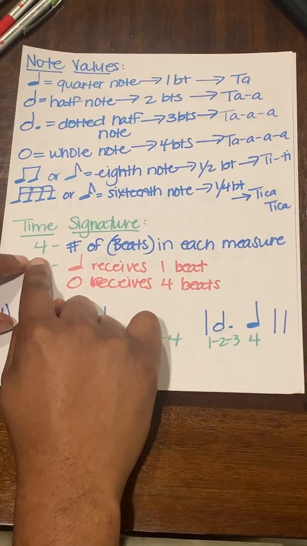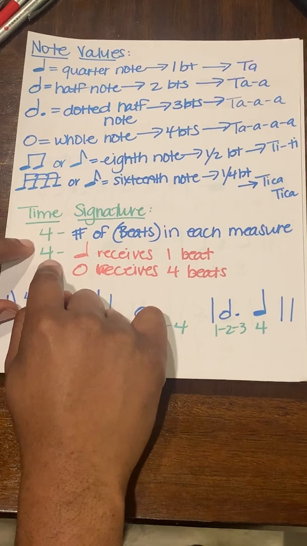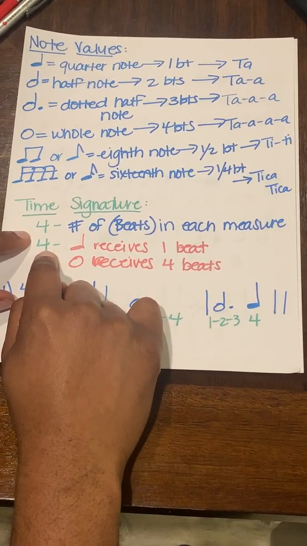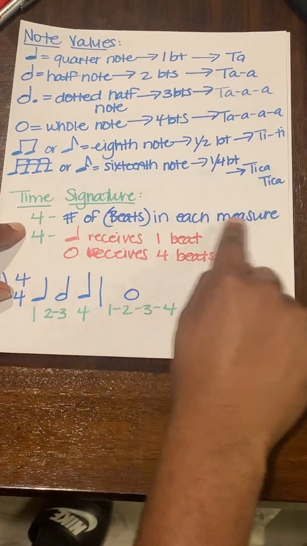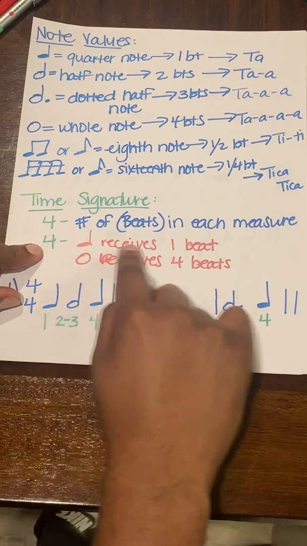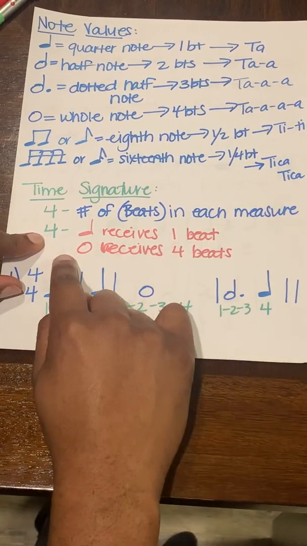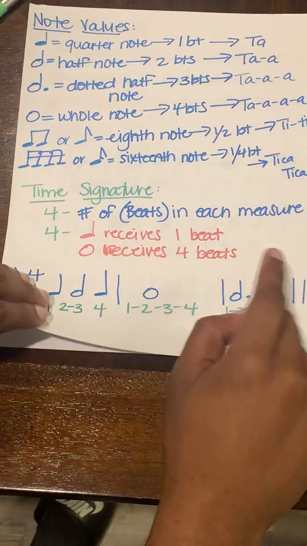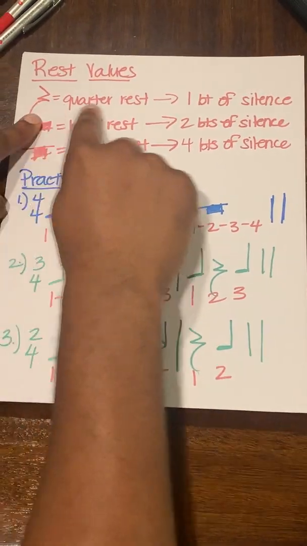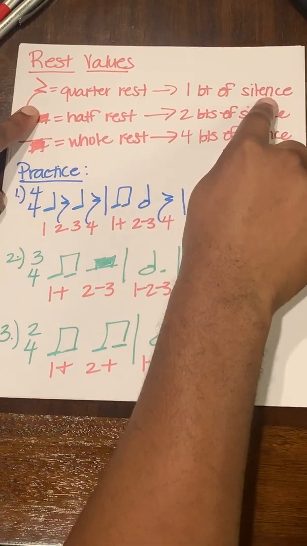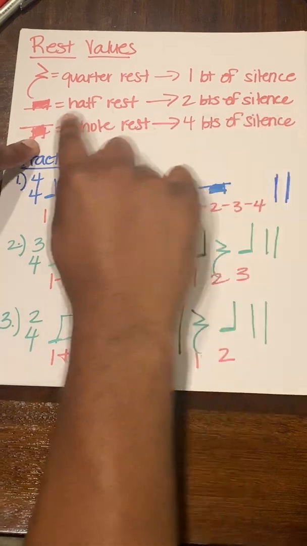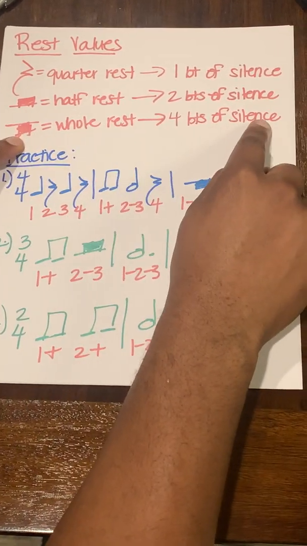In regards to time signature, you have 2 numbers stacked on top of each other. They appear at the beginning of the music. The top number tells you the number of beats in each measure. The bottom 4 tells you that the quarter note receives 1 beat, and it also tells you that the whole note receives 4 beats. In regards to rest values, we learned that the quarter rest receives 1 beat of silence, the half rest receives 2 beats of silence, and the whole rest receives 4 beats of silence.